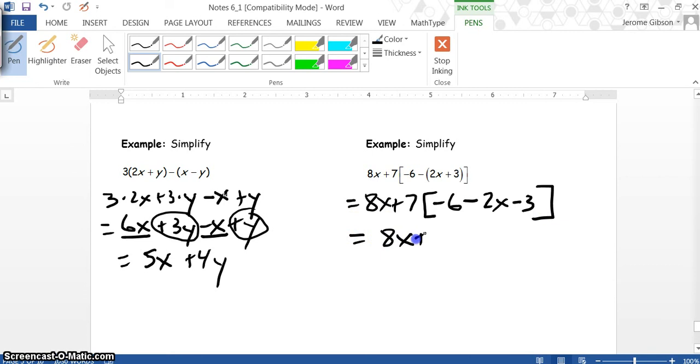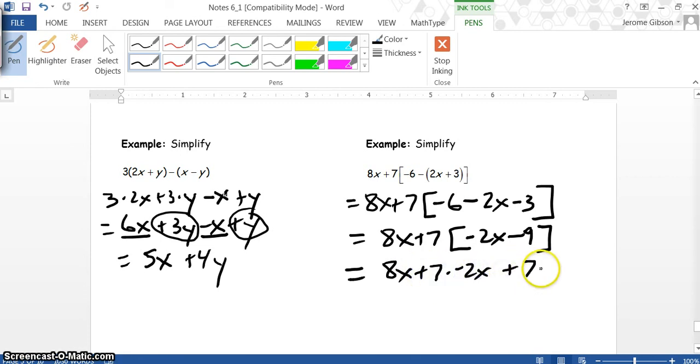So we have 8x plus 7. We combine like terms here. We have negative 2x, negative 6 minus 3 will give us a minus 9. Now we use the distributive property with the 7. So it'll be plus 7 times a negative 2x plus 7 times a negative 9.